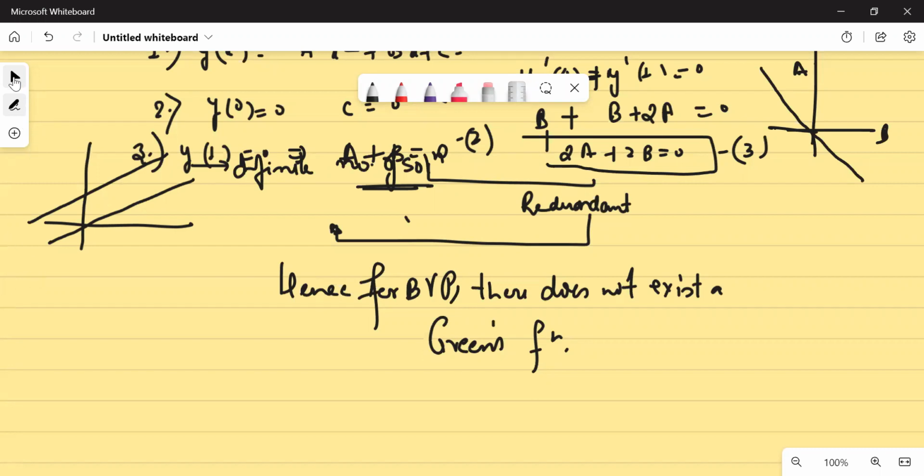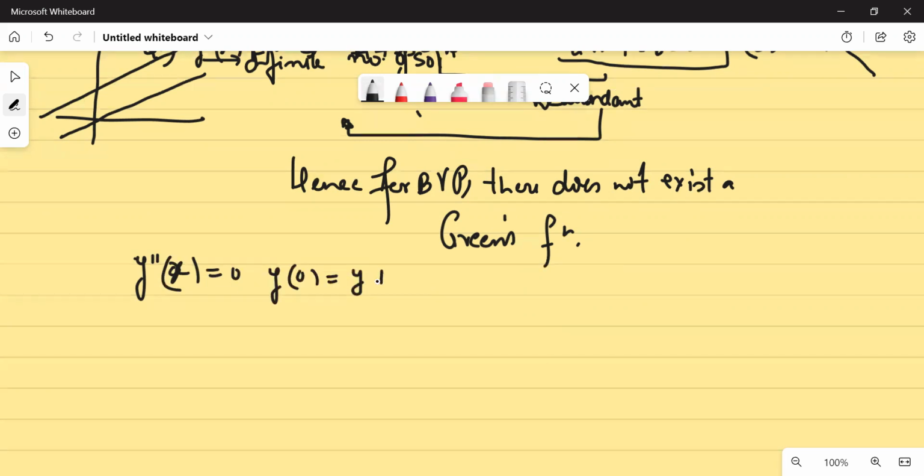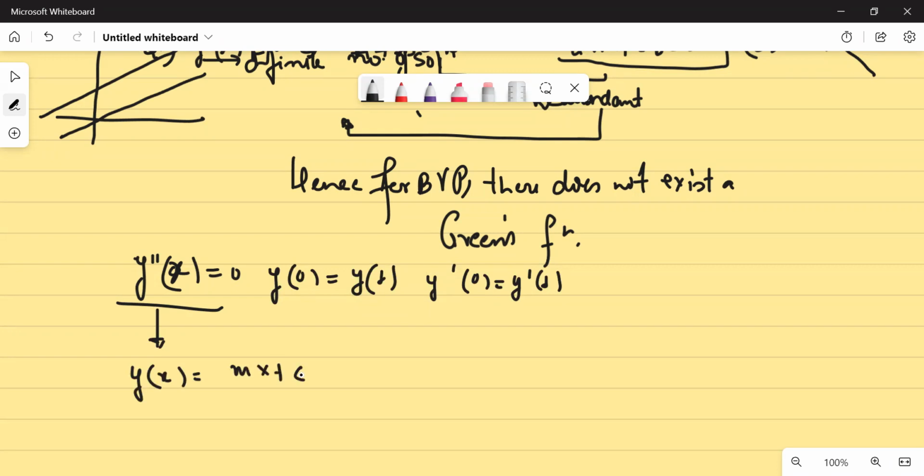So try to solve this. Find whether or not Green's function would exist for the same. Is there an appropriate Green's function for this particular boundary value problem? If you have this condition, y double dash x equal to 0 means what? It implies that your y(x) must be equal to mx plus c. Is that clear? This you've already done.